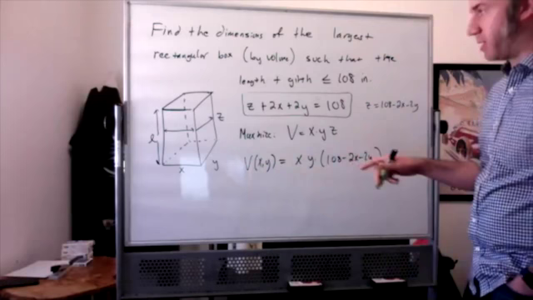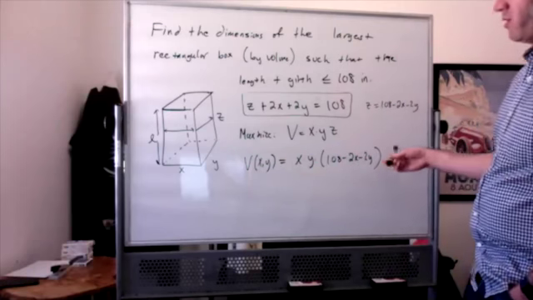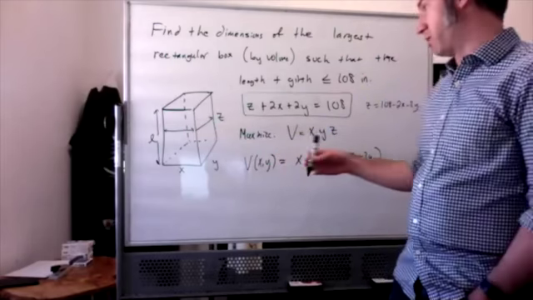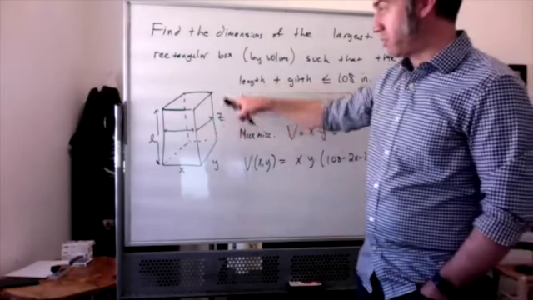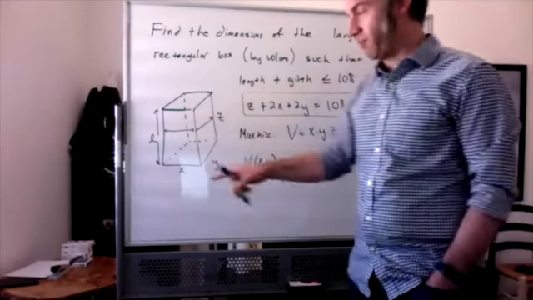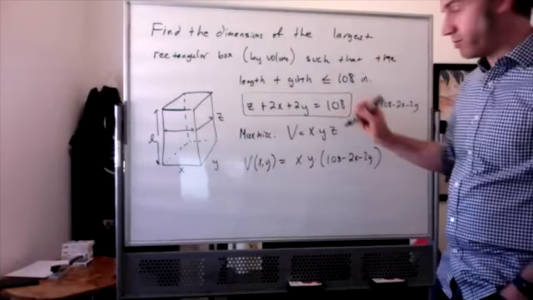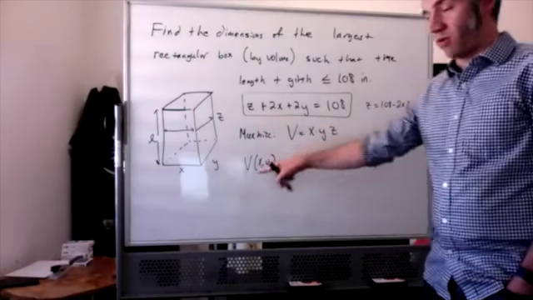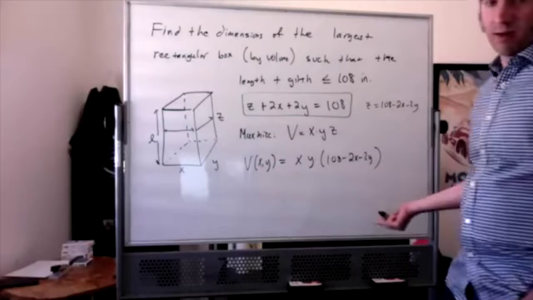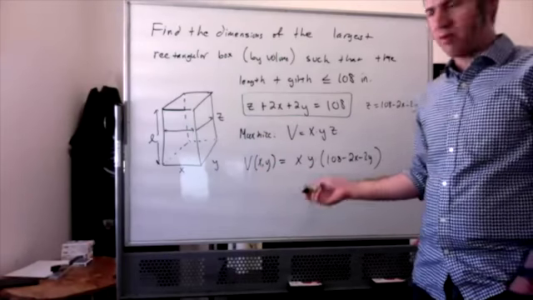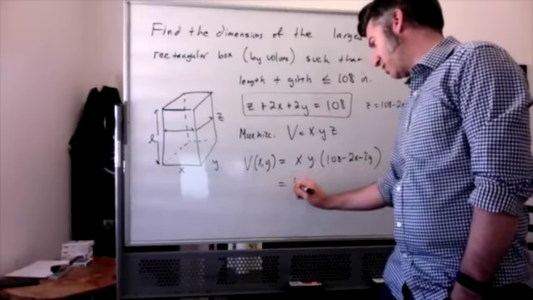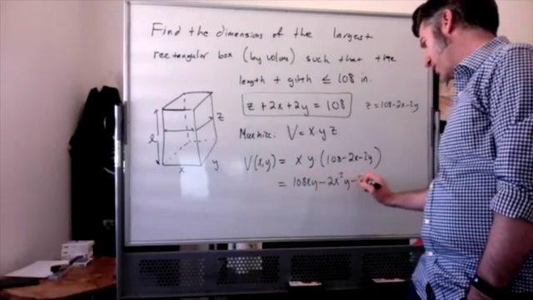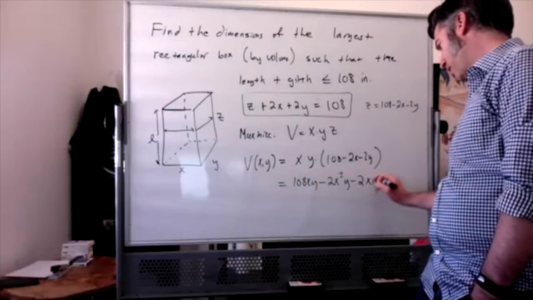For those of you that just popped in, we're trying to maximize the volume of a box that we can mail, and the mailing requirements are that the length plus the girth, so z plus x plus y plus x plus y, is less than or equal to 108 inches. So we've written our volume, x times y times z, as a function of two variables, x times y times 108 minus 2x minus 2y. I would probably multiply this out, so I would write this as 108xy minus 2x squared y minus 2xy squared.